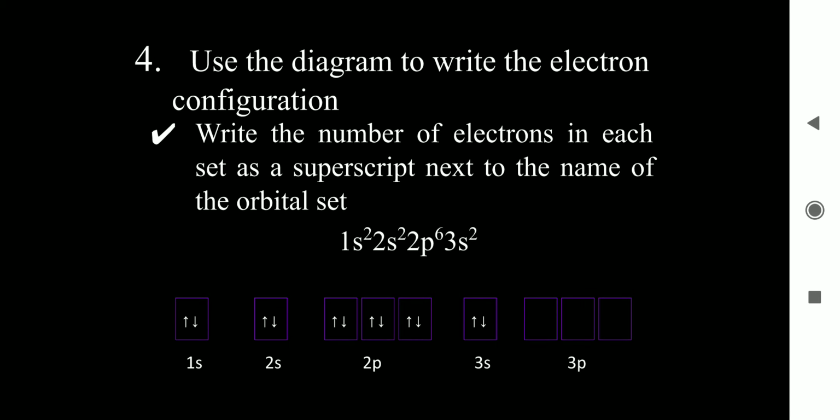Fourth point. Use the diagram to write the electron configuration. Write the number of electrons in each set as a superscript next to the name of the orbital set, like 1s2, 2s2, 2p6, 3s2. Then fill them in the boxes. 1s2, 2s2, 2p6, 3s2. The 3p orbital is a vacant orbital.